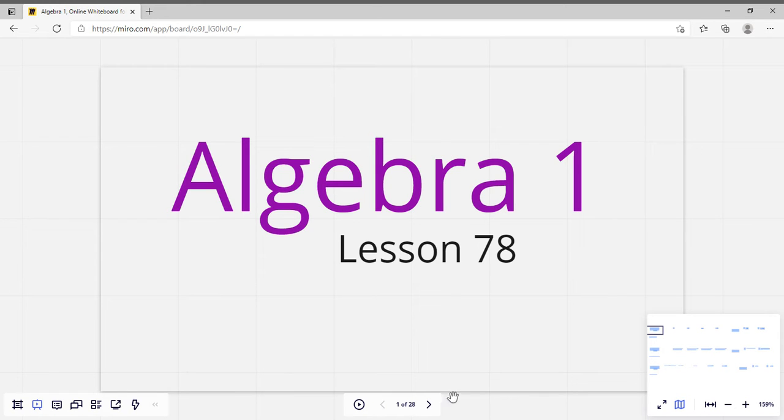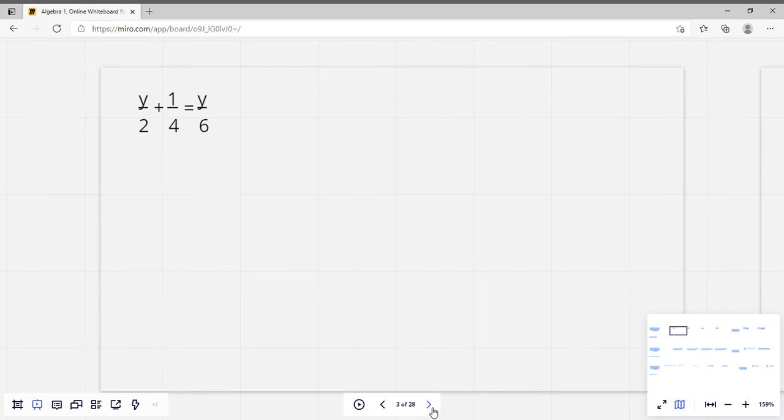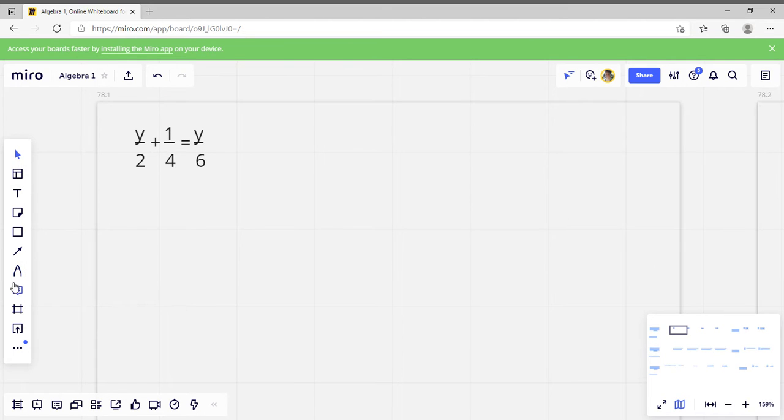This is Algebra 1, Lesson 78, and this lesson covers rational equations. Alright, so to solve these, it's really simple. All we have to do is find a common denominator and then multiply every term in this equation by that common denominator. So the common denominator of 4, 6, and 2 would be 12. So I'm going to multiply each of these times 12.